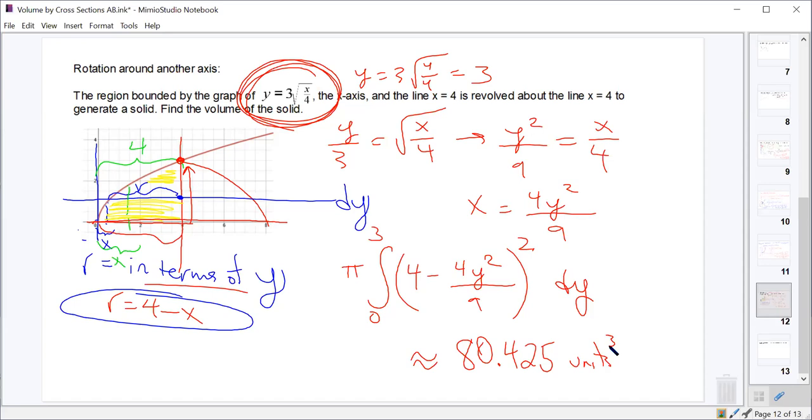Let's see. Be careful with how you write your parentheses. Make sure you get the 4y squared over 9 so that just the over 9 is only on the 4y squared, not with the rest of it. Did you remember your squared? Did you remember your pi out front? Here, I'll try it again. I'll make sure I bracket everything.